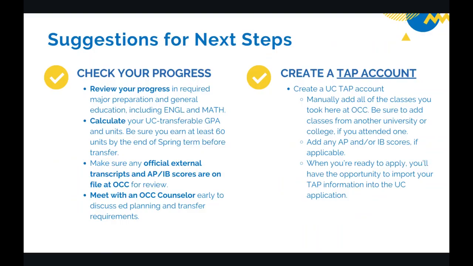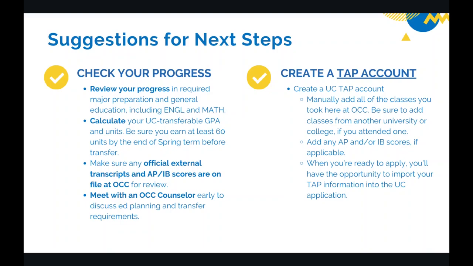Suggestions for next steps. You want to check your progress. Review your progress in required major preparation and general education, including English and math. Calculate your UC transferable GPA in units. Be sure you earn at least 60 units by the end of spring term before transfer. Make sure any official external transcripts and AP/IB scores are on file at OCC for review. Meet with an OCC counselor early to discuss ed planning and transfer requirements.